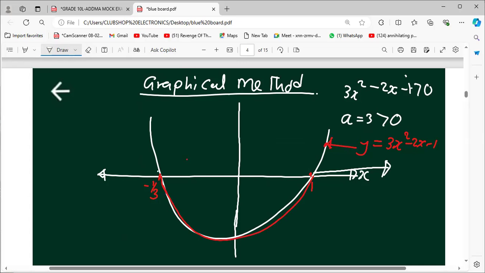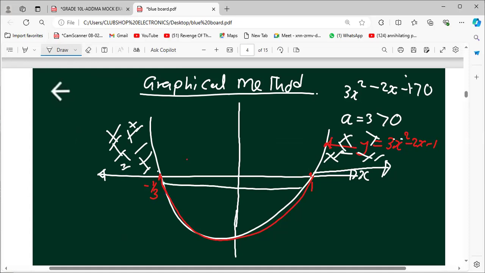Then again, from this side going, it will be greater than 0. In terms of the area, this whole area here will be greater than 0. All this going this side is greater than 0. That is the box. If you wanted less than 0, you would have picked values from this point to that point. So that gives you your solution.